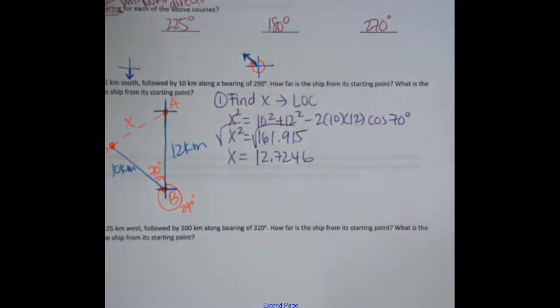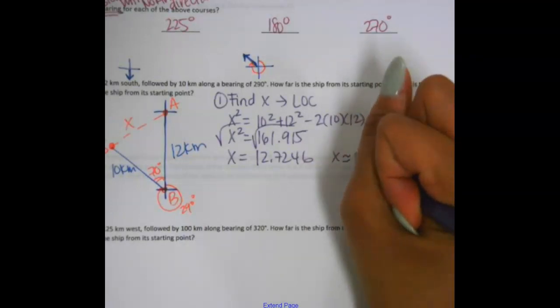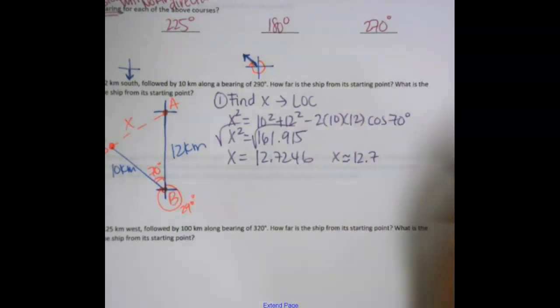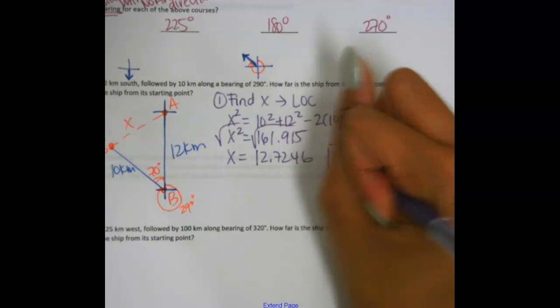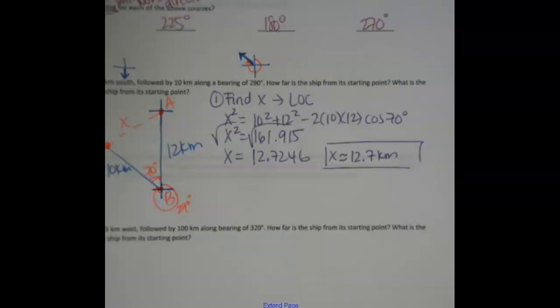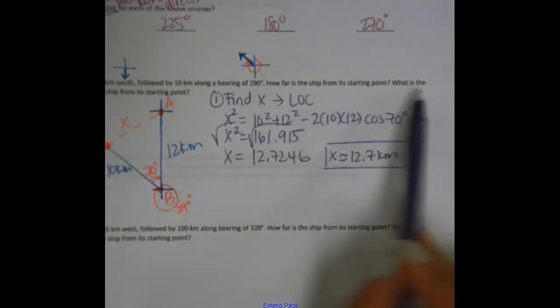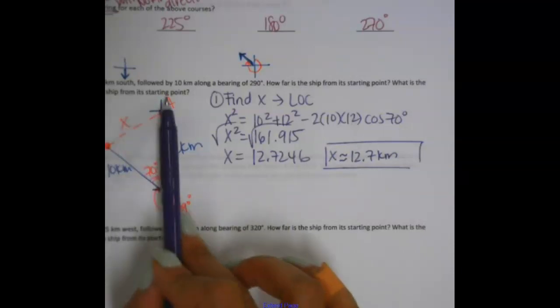For this page, I'm just going to round all of the answers to one decimal place, so the nearest tenth spot, and that way we won't have to worry too much about it. So 12.7, and this is in kilometers. So that's that distance. All right, so that's one part of my answer. The second part says, what is the bearing of the ship from its starting point?